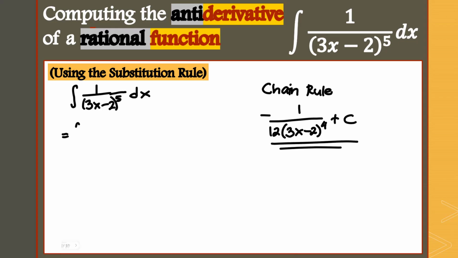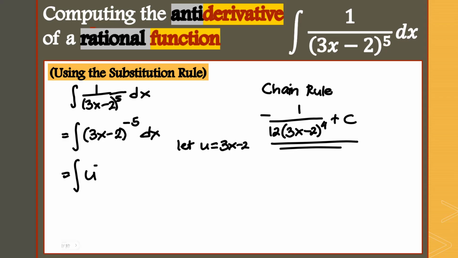Definitely, your first step here, you can rewrite this with negative exponents: (3x - 2) raised to the power of negative 5 dx. Now again, instead of looking for g prime of x, we let our function be equal to u, specifically 3x - 2. This time, this could be written as u to the power of negative 5. But to complete this, because we changed the variable into u, dx should also be changed to du.